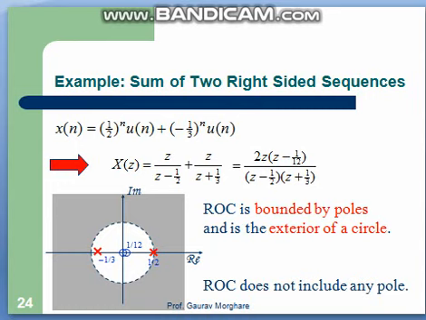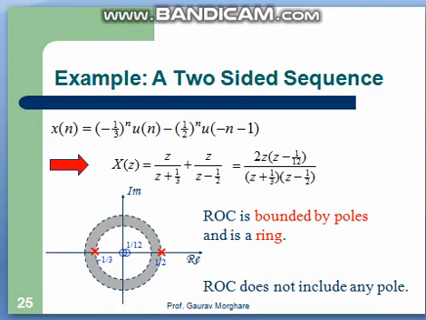For these terms, we calculate the ROC from the denominator side. So here the values are z equal to 1 by 2 and z equal to minus 1 by 3. Minus 1 by 3 is located here and 1 by 2 is located here. The ROC is the region greater than 1 by 2, so the 1 by 2 circle boundary is the highlighted portion for this.